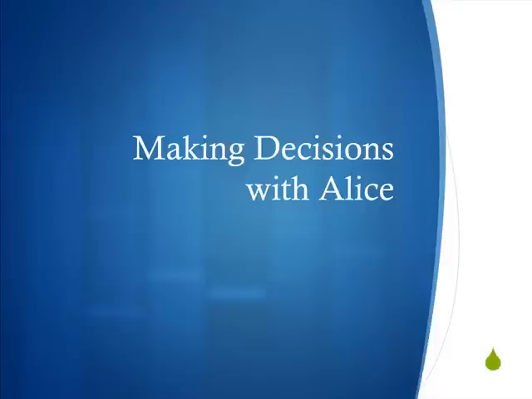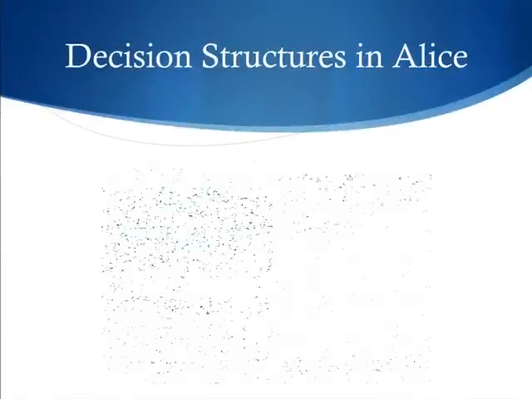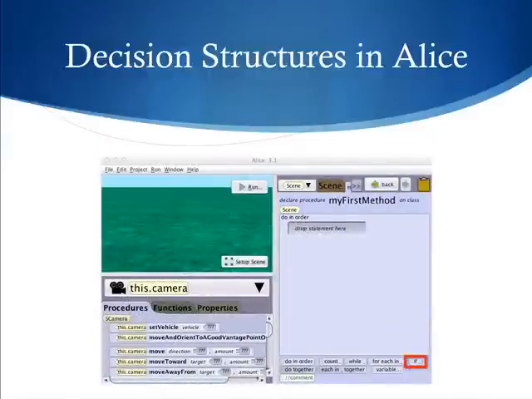Let's talk about making decisions in Alice. I think Alice is one of the easiest areas to make a decision in because Alice doesn't really let you screw it up. That adds some issues, but I think it's really pretty helpful. When we're making decisions in Alice, we have one sort of decision structure. It's an if statement. And you can see a picture of the Alice window here.